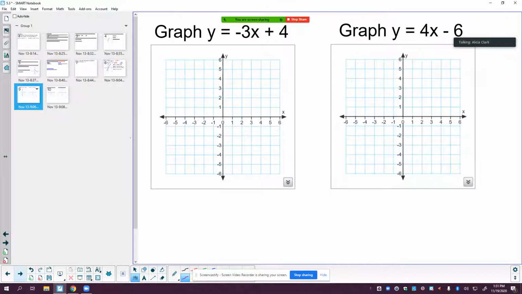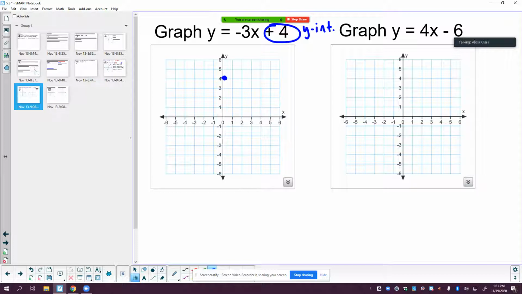So let's look at y equals -3x plus 4. If I'm thinking like y equals mx plus b, I'm first starting with the number that does not have a variable. That's my y-intercept right here, in this case, +4. So on my y-axis, I'm going to go up to +4, and that's where it's going to cross. So I'm going to put a point right there.